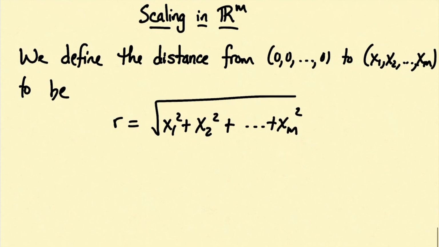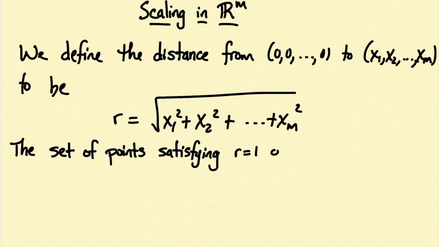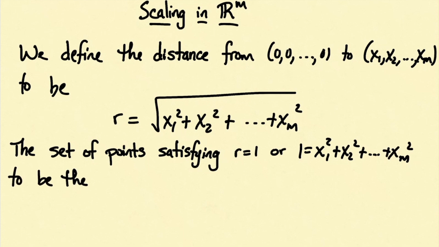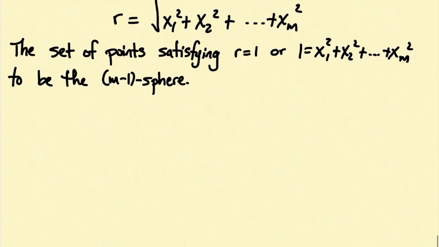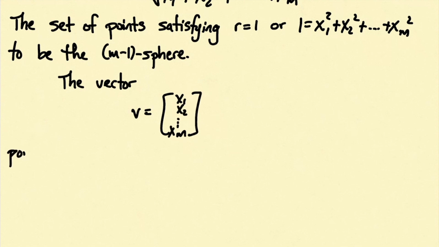And in a seemingly strange turn of events, we declare the set of points satisfying the equation r equals 1, which is equivalent to saying that 1 is equal to the sum of the squares of its coordinates, to be the unit m-1 sphere. So with this in mind, an m-dimensional vector points from the origin to the m-1 sphere of radius equal to its magnitude.